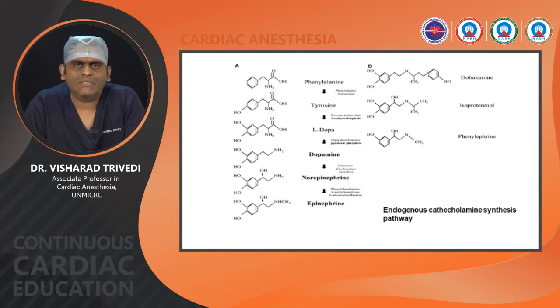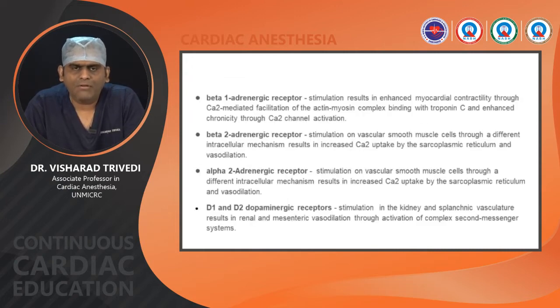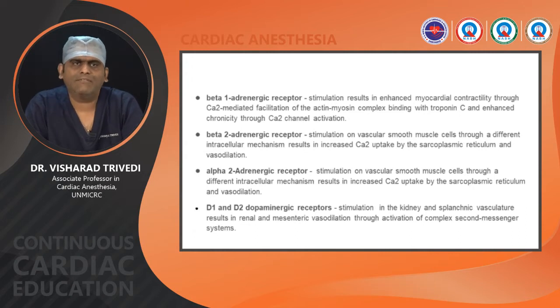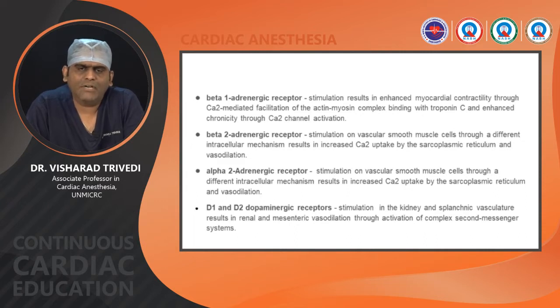So we discussed that in further part. All of these catecholamine mediated actions act through beta 1, beta 2, alpha 1, alpha 2 and dopaminergic receptors. Various receptors are present in the various parts of the tissues and mediate different actions. Like beta 1 receptor stimulation results in enhanced contractility through calcium facilitation, actin myosin complex binding with the troponin C, that will increase the contraction.